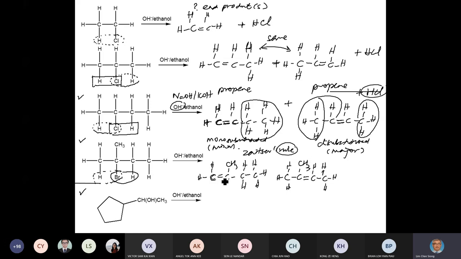Same thing, C double bond C, then we got 1 and 2, disubstituted. This one, how many? We got 1, we got 2, we got 3. So this is trisubstituted. According to the bracket rules, this one we call the major product. This one is the minor. Clear? Okay, so easy for you. You are able to do it.